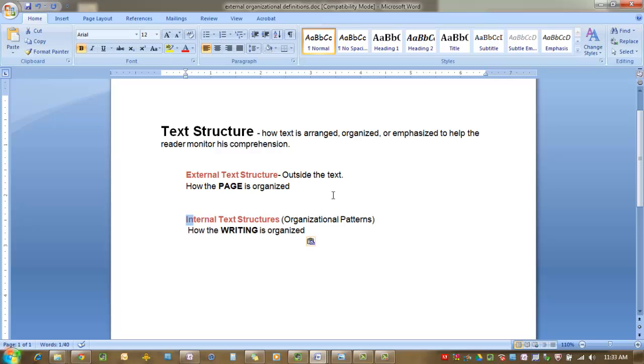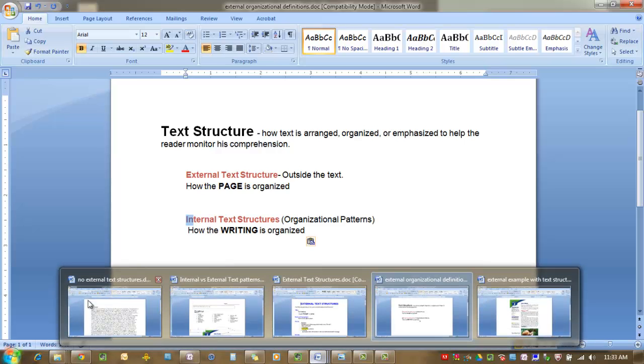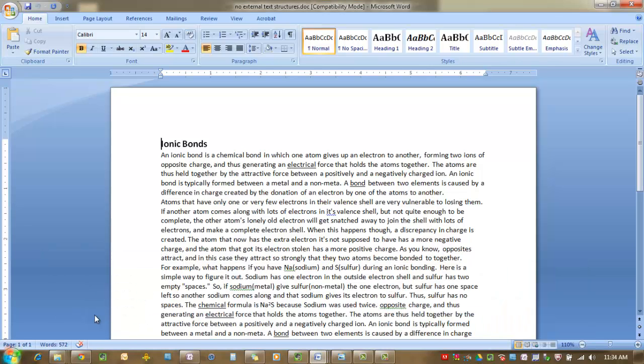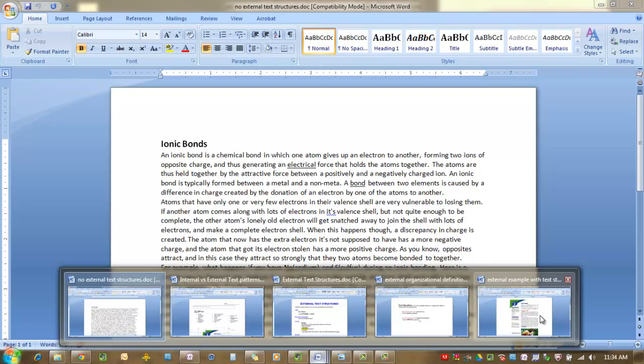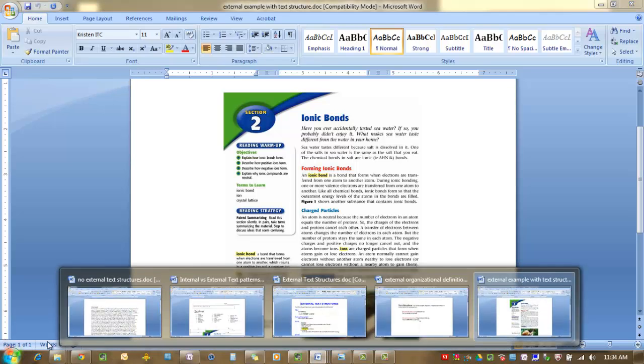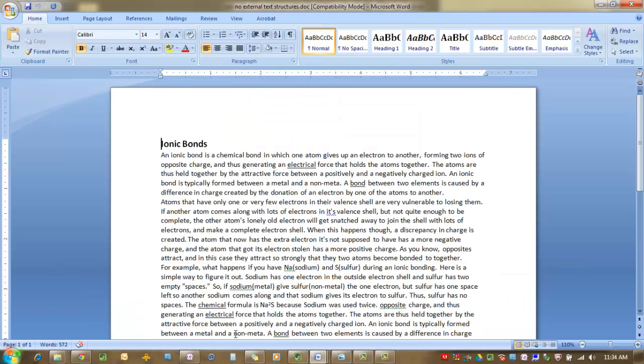All right, so now let's focus on external. The easiest way for me to explain it is to show you. So let's say you're going over to science next, to Mrs. Waters' class. And she says, okay, we're going to read about ionic bonds today. Now you're not actually going to be reading about ionic bonds, but it's a great example. So she gives you a choice. She says, I'm going to let you read one of 2 things. You could read this page, or you could read this page. Exactly the same information. Would you rather read this page, or would you rather read this page?